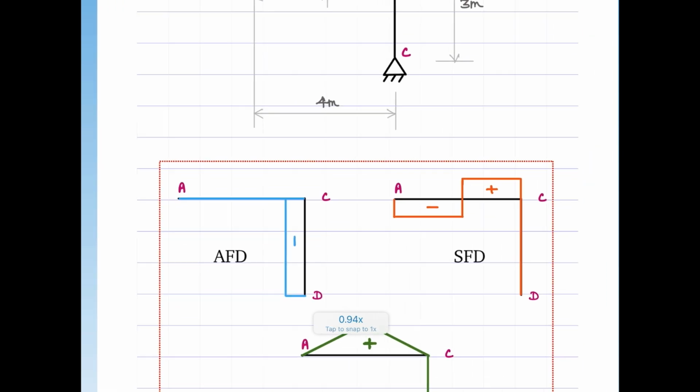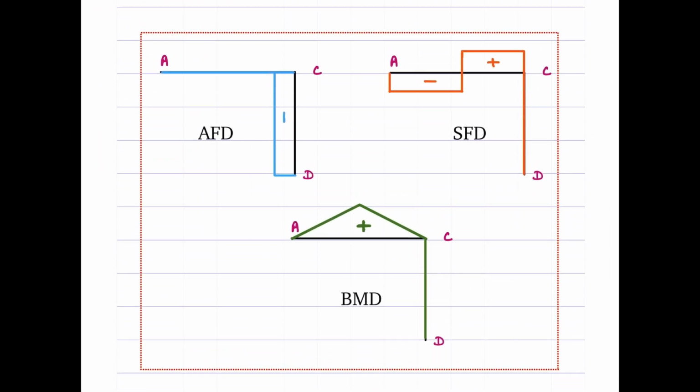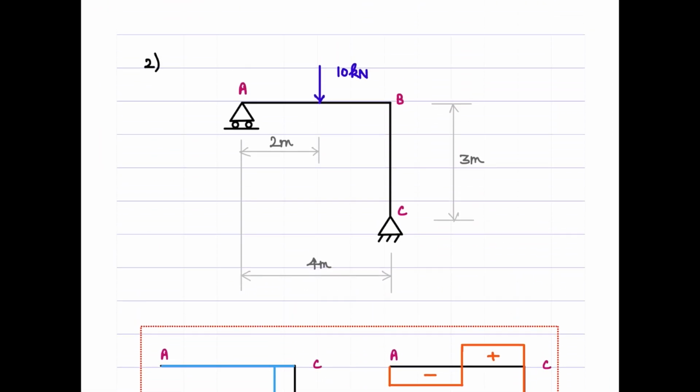But you see that I have the same variations shown here. What's happening here? I didn't make any major difference here. What I did is, in the earlier problem, I had a pin support here and a roller support here. In this problem, I swapped them.